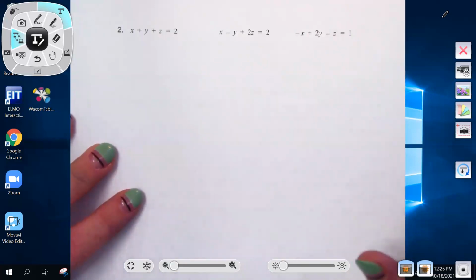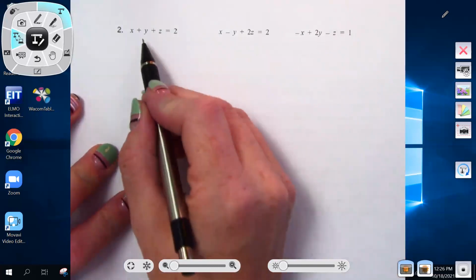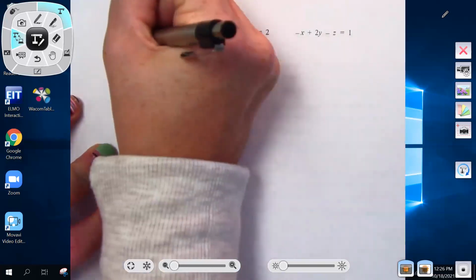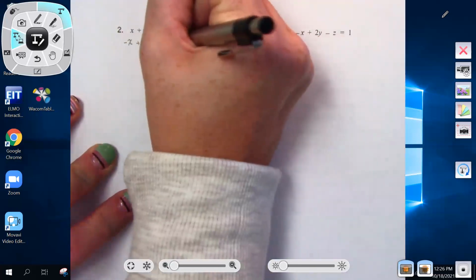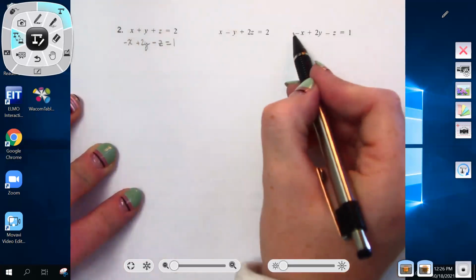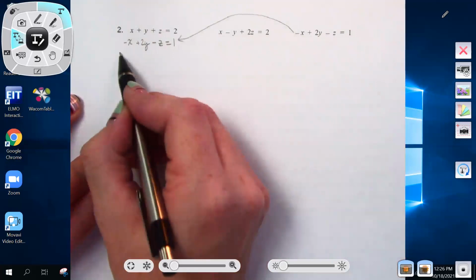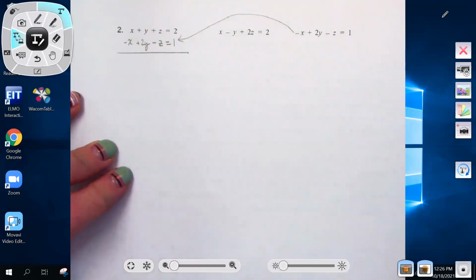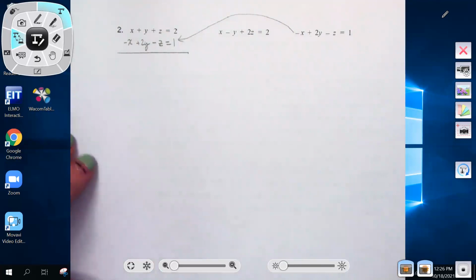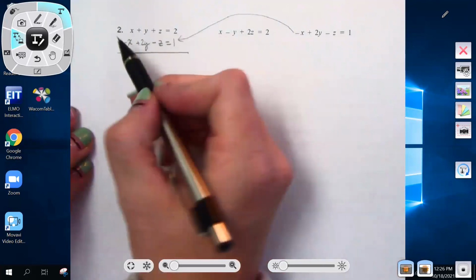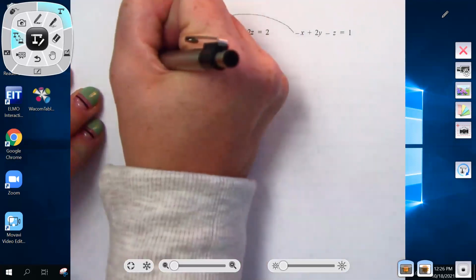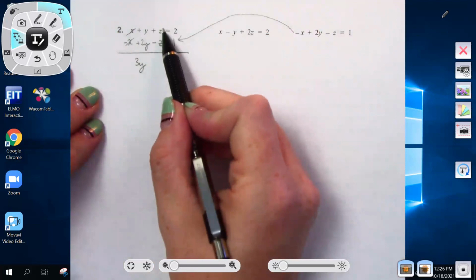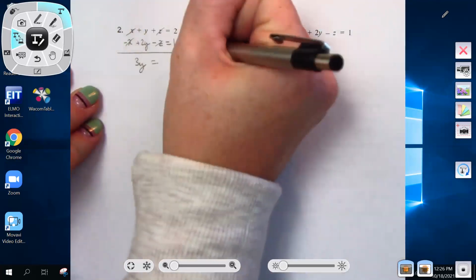So which two equations then? First and third. Okay, I'm going to rewrite the third equation so that I can add it to the first one. So when we add these, x plus negative x cancel, y plus 2y is 3y, z plus negative z cancel, 2 plus 1 equals 3.